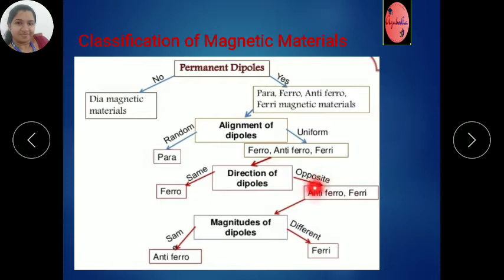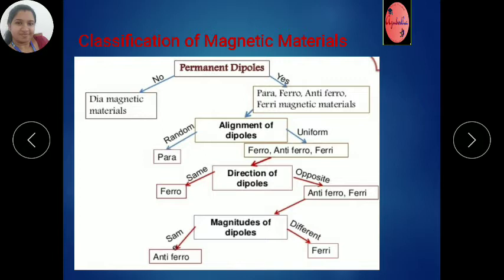Then we have to classify antiferro and ferrimagnetic material. To classify this, consider the magnitude of dipole. Based on the magnitude of dipole, we can classify it into antiferro and ferrimagnet. If the magnitude of dipole is the same, then it is antiferro. If the magnitude is different, then it is ferrimagnetic material.